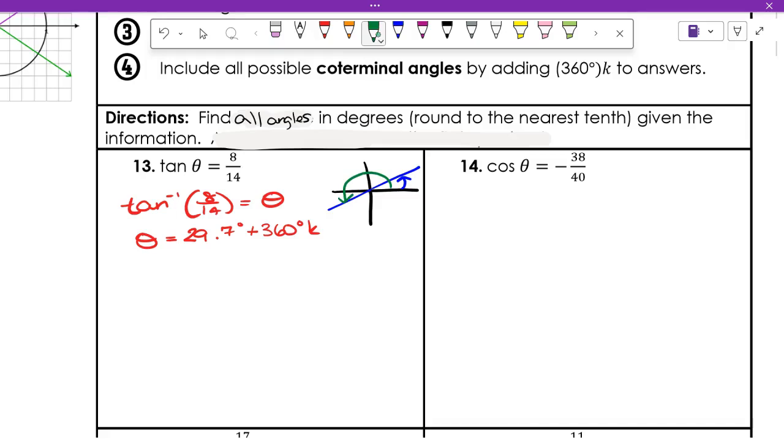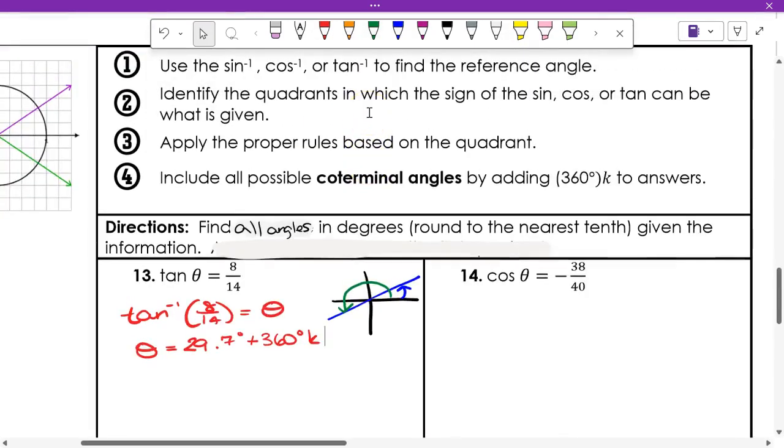Well, it says right here, step number 2 was to identify the quadrants in which the sign of the sine, cosine, or tangent can be what it is given. Well, that's what we did. That's first and third. Okay, now apply proper rules based on the quadrant. So how am I going to find this blue angle in the third quadrant? Well, do we agree that the 29.7 degrees was how far above the x-axis this one was right here? That represented this angle measure? Yeah, that was our reference angle, wasn't it?